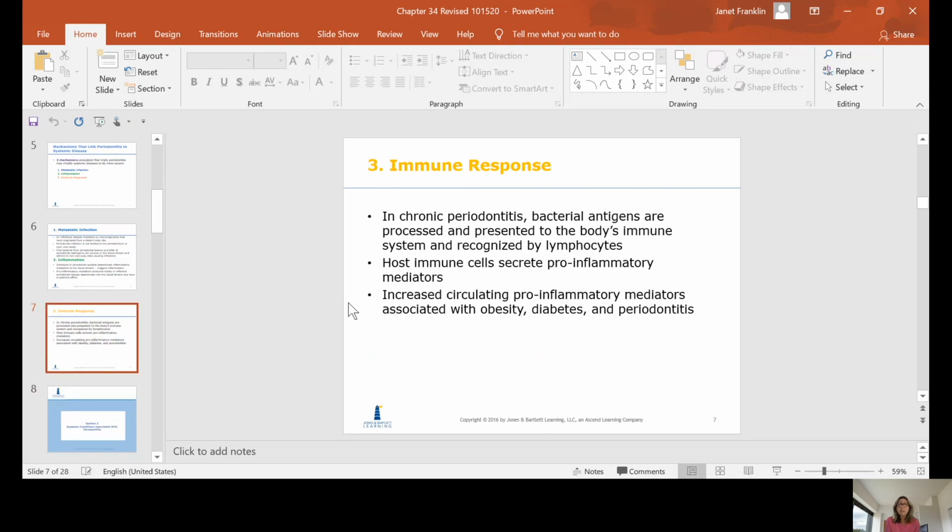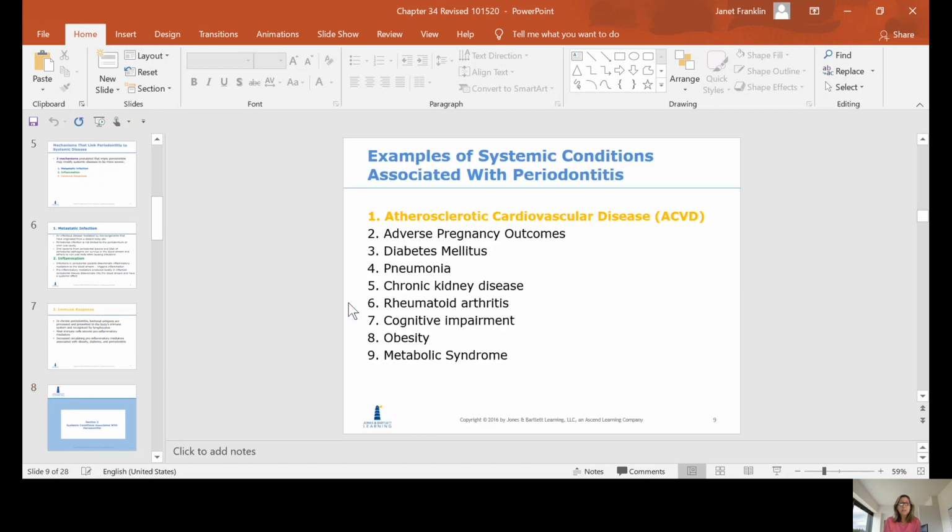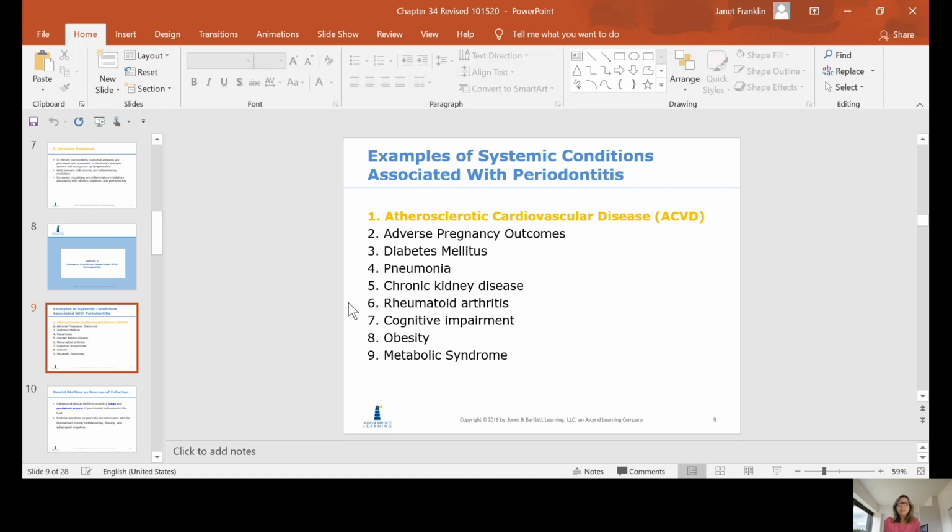In chronic periodontitis, bacterial antigens are processed and presented to the body's immune system and recognized by lymphocytes. Your host immune cells secrete pro-inflammatory mediators, and increased circulating pro-inflammatory mediators are associated with obesity, diabetes, and periodontitis. So, systemic conditions associated with periodontitis. These are some examples: atherosclerotic cardiovascular disease, adverse pregnancy outcomes, diabetes, and several others.